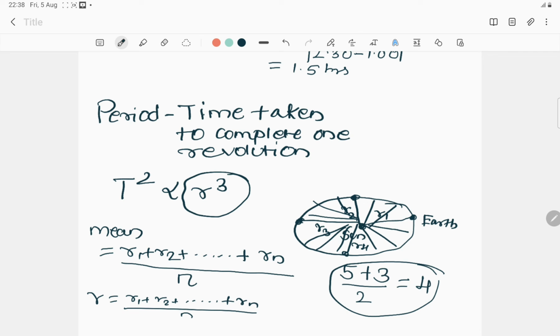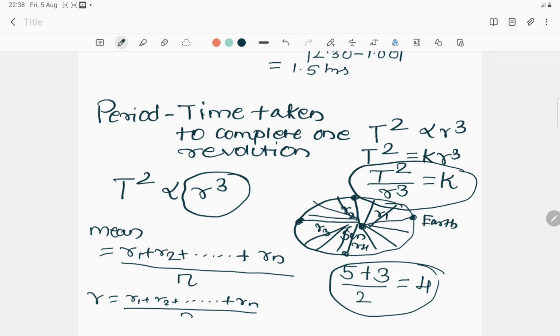This is Kepler's third law. And since T squared is proportional to r cube, when I remove the proportionality, I will get k r cube. Proportionality is removed. So T squared upon r cube, if I take the division here, will be k, some constant. This is Kepler's third law.